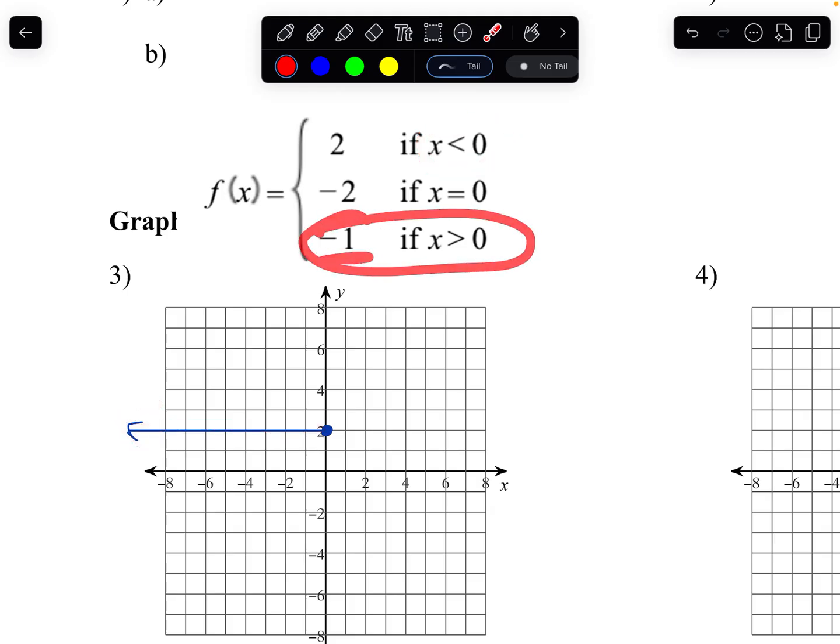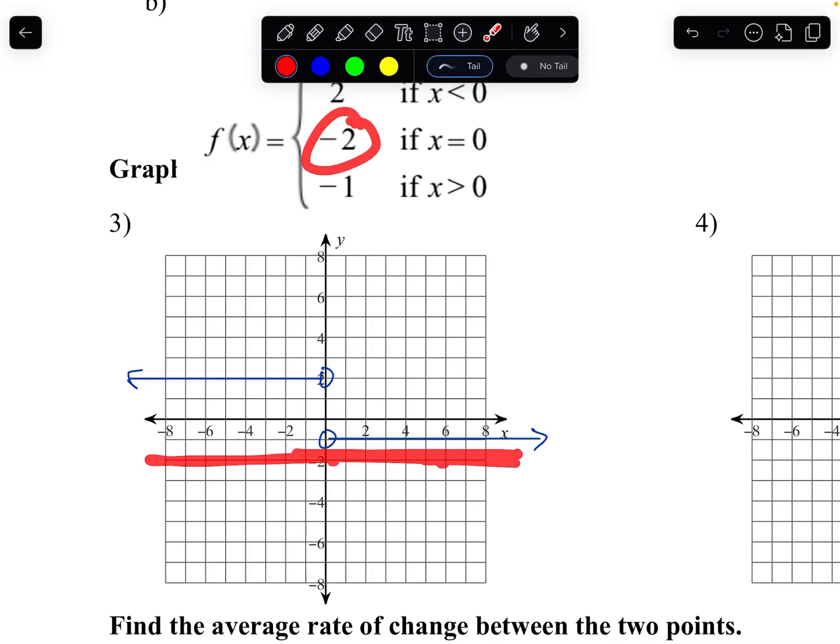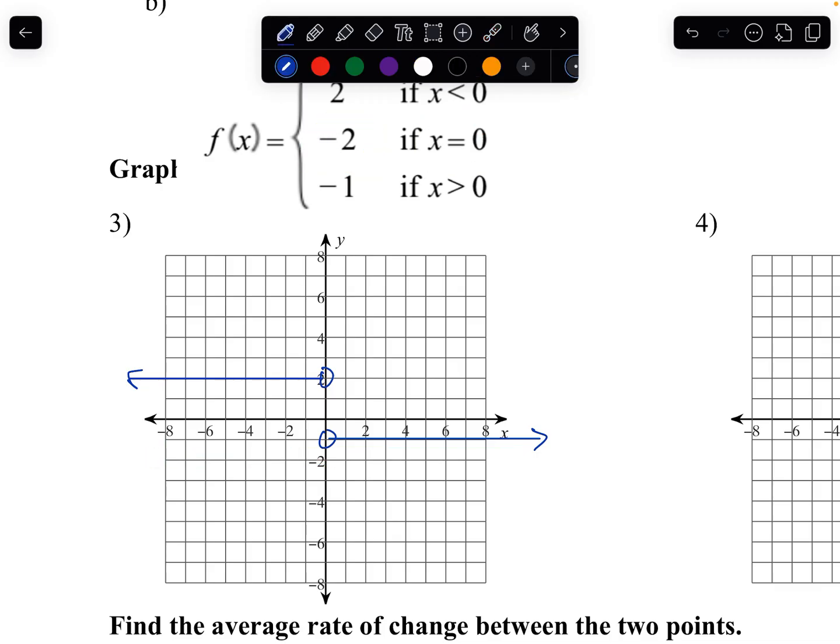So we got -1 here. So this is going to be at -1, so that should be a line like this, but this should only be on the right side. Whoops, I don't know why I did a closed circle right there. That was an open circle. So open circle, and then this one will be going to the right because it's greater than. And then at -2, so that would be right here, but this one's not going to be a line because it says it should be -2, but only at x equals 0. So this should just be a closed circle right here. So at x equals 0 and y equals -2, it's just going to be a singular point.